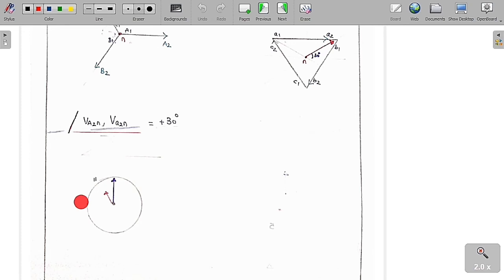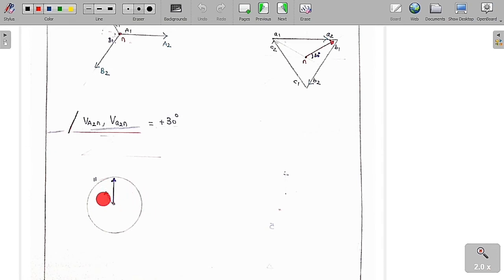So leading means we have to go on this side, lagging means we have to go on this side. Because here the HV phasor is always fixed at this point, so only the LV phasor we have to move. So it is leading means here. Lagging means this side. Leading means this side.